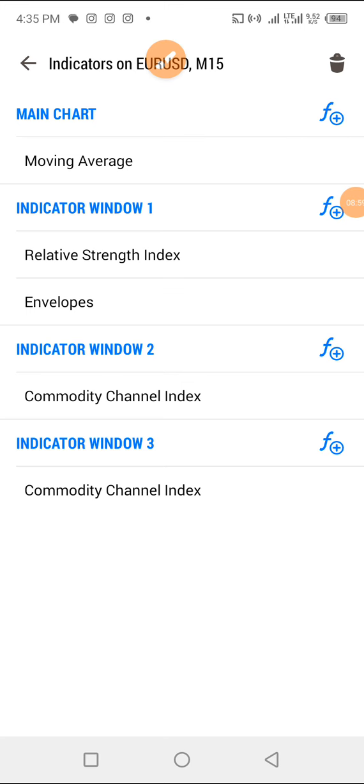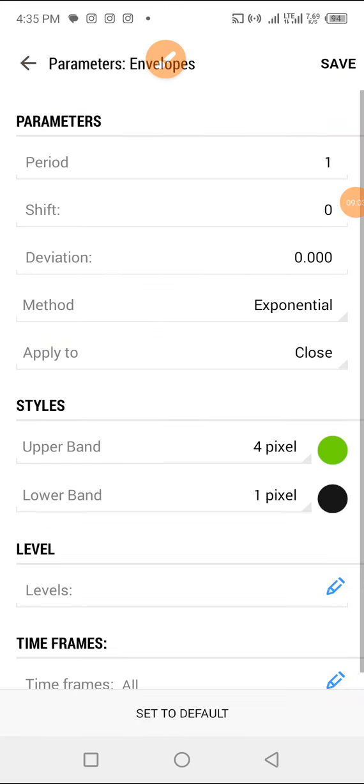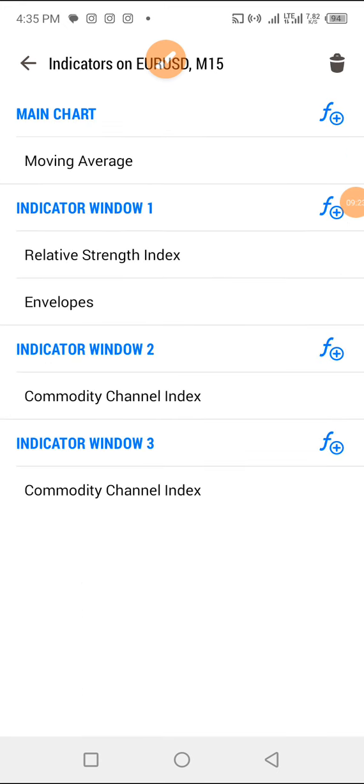Now in your window 1, you add this indicator, which is the moving average with period 1, shift 0, deviation should be 0.00, method should be exponential, apply to close. Your upper band, you can use any style, but it should be 4 pixel. Then your lower band should be 1 pixel of any color. Then you click on save.